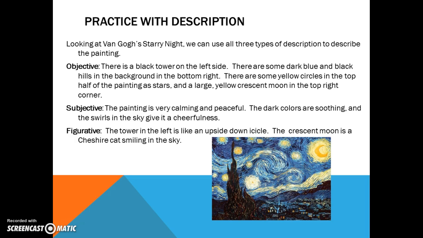Another way I could use to describe these things is to use figurative language to make comparisons. So I could say the tower on the left is like an upside-down icicle. The crescent moon is a Cheshire cat smiling in the sky. Those are comparisons. I'm assuming you know what an icicle looks like, what an upside-down icicle will look like. I'm assuming you know what a Cheshire cat smile looks like, that kind of big grin. And those things might help make that description more clear for a reader.